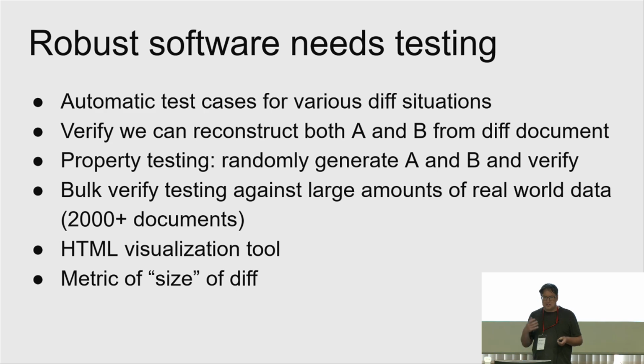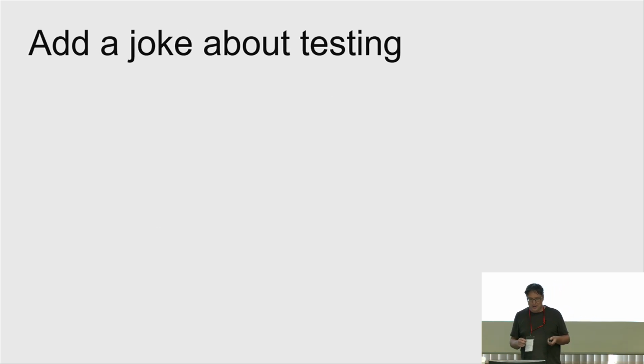I also implemented a simple metric that I could at least optimize for: the size of the diff in the amount of text change. If you have the same two documents and you tweak your diffing algorithm and the size of the changes that are described is smaller, that's a hint that you might have something going on.